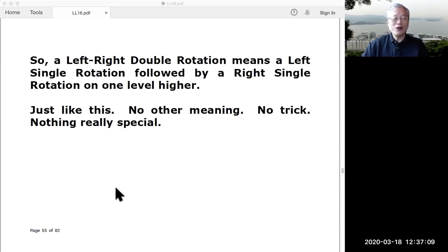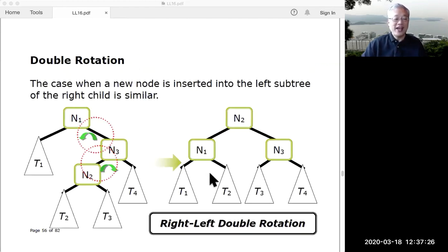Before we go to that, we have the summary. A left-right double rotation means a left rotation followed by a right rotation. Just like that, no other meaning. Nothing really special, there's no trick. So we say left-right double rotation. And then, of course, this is the right-left double rotation.